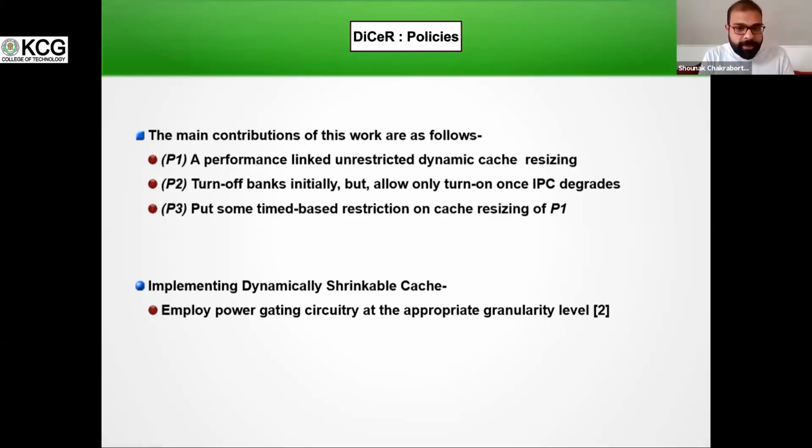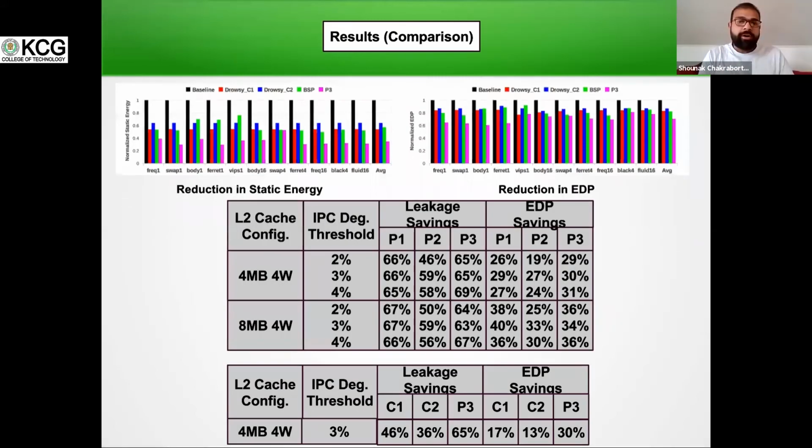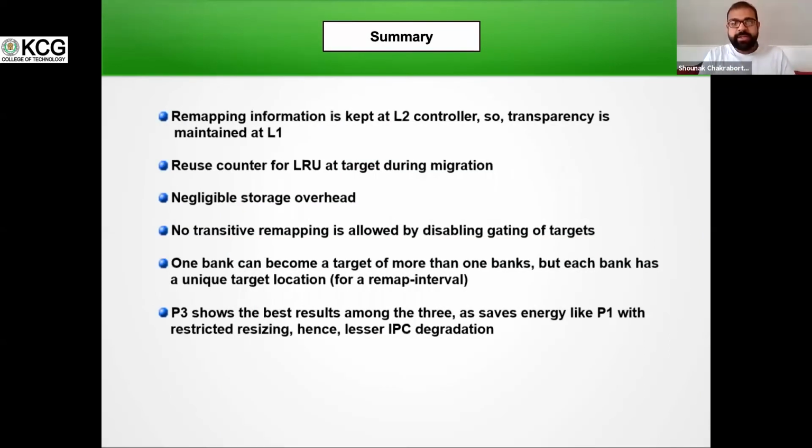And we have employed the power gating circuitry given by Powell et al. in early 2000 for implementing such a dynamically resizable cache, and that's how our result is. So I'm just skipping this slide. So just look at this one. You can see the significant amount of savings we have achieved for the leakage power as well as for the EDP. So as a summary, I can say that the remapping information is kept at the L2 controller.